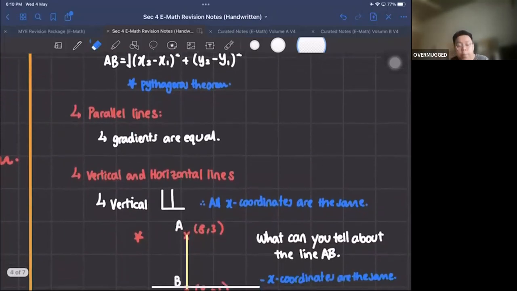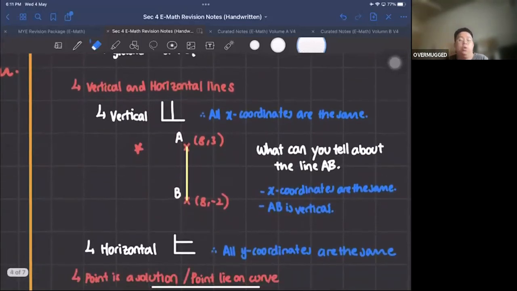Parallel lines. Parallel lines means that the gradients are equal. So for example, if a question says that L1 and L2 are parallel, and they give you one of the equations and ask you to find the other equation, you can actually work it out because they are parallel.